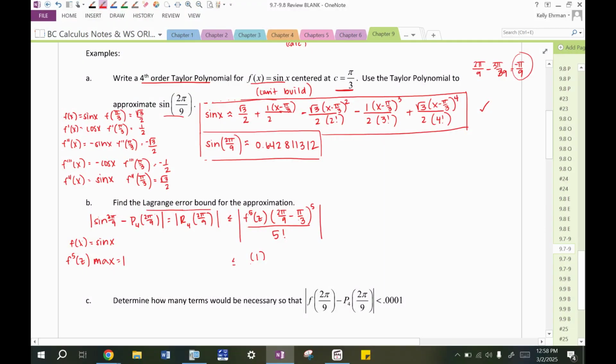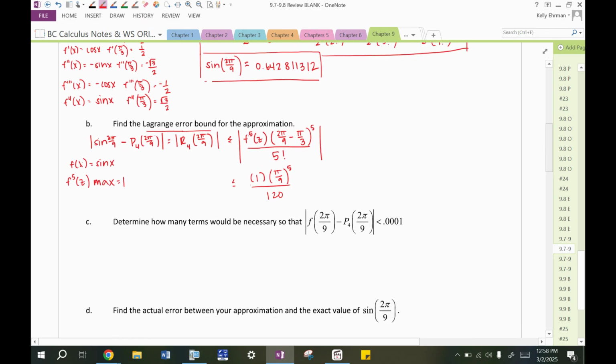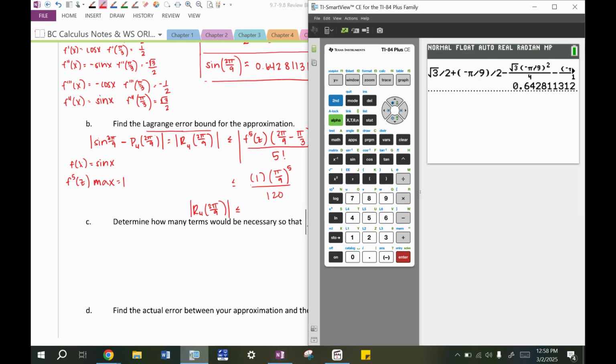I already did the subtraction on this. Remember, this was negative pi over 9, but let's just make it pi over 9 positive, because when we raise it to the fifth, we want this to stay positive. And 5 factorial, I know that one's 120. So just to save myself some typing there, I can do that. And let's go ahead and find this value. So the remainder, our error bound, for our approximation is pi over 9 to the 5th power. Divide that by 5 factorial, which is 120.